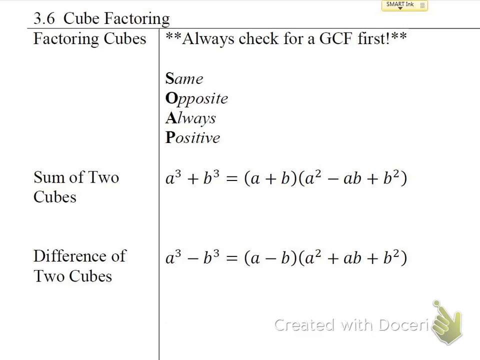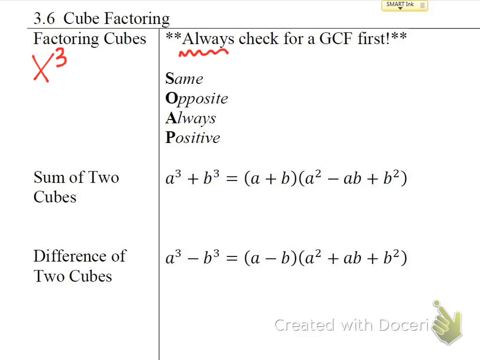So today we're going to be factoring cubes, which means we're going to be factoring terms that have an x cubed in them. So your exponent is a 3 instead of a 2 for the first one. So as always, when factoring cubes, you want to check for a GCF first. That's a given no matter which method you're going to end up using.